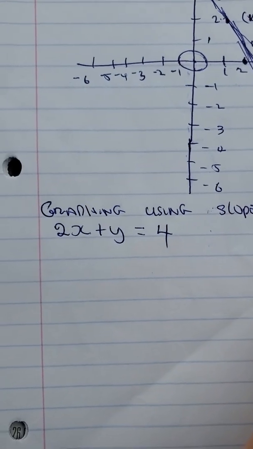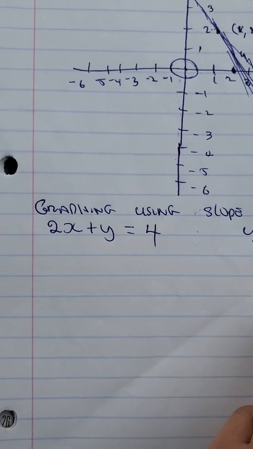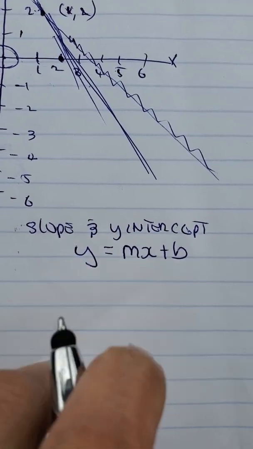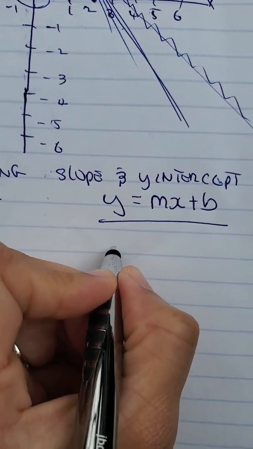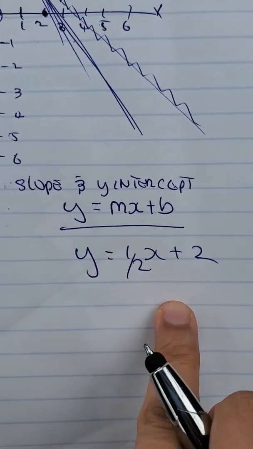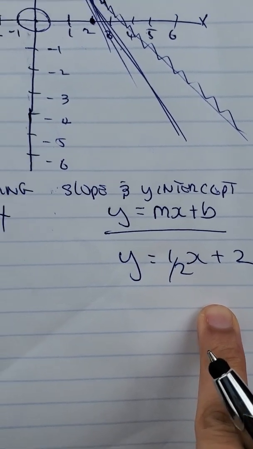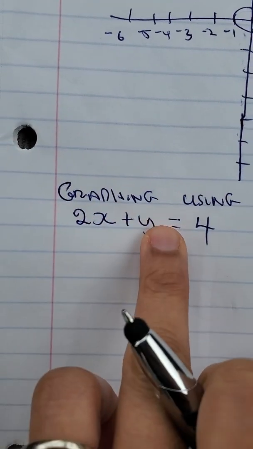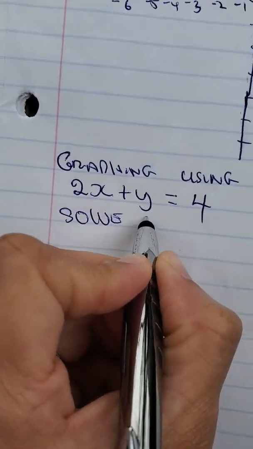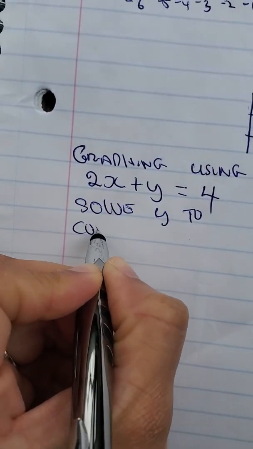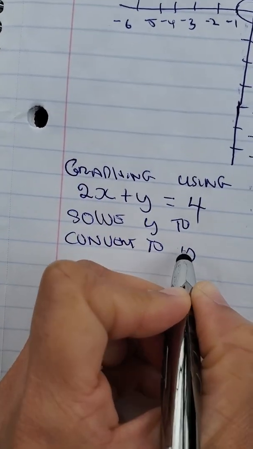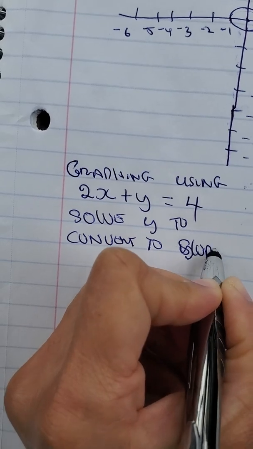So I did tell a little white lie earlier that I don't need an algebraic operation. I don't need it if my equation is already in this form. For example, if I had y equals a half x plus 2, then I wouldn't need to do any type of algebraic operation. But because it's in the general form, I have to solve for y, to convert to slope-intercept form.